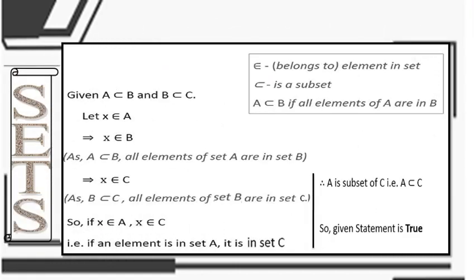So now let's prove it generally. Let's take any element x which belongs to A. If it belongs to A, definitely it belongs to B. Why? Because the definition says that if A is a subset of B, then all the elements of A are already present in B. And if it is an element of B, then surely it is an element of C also, again by definition. So in short, we can say if x belongs to A, definitely it belongs to C also.